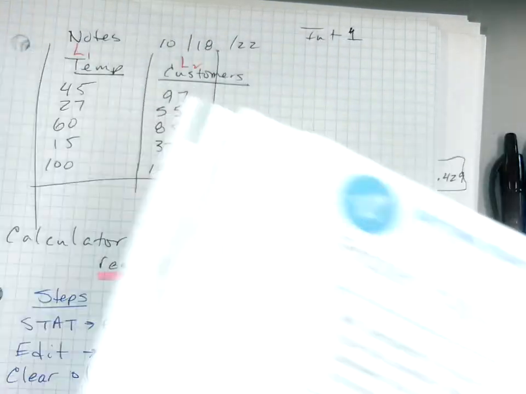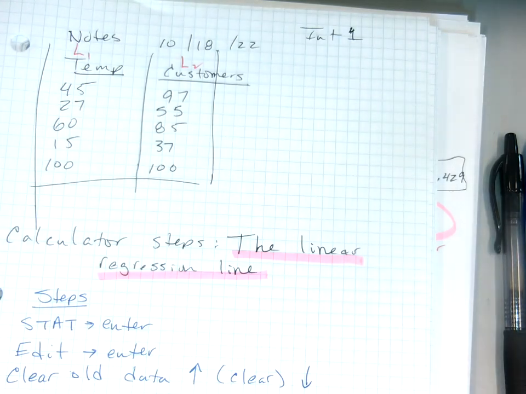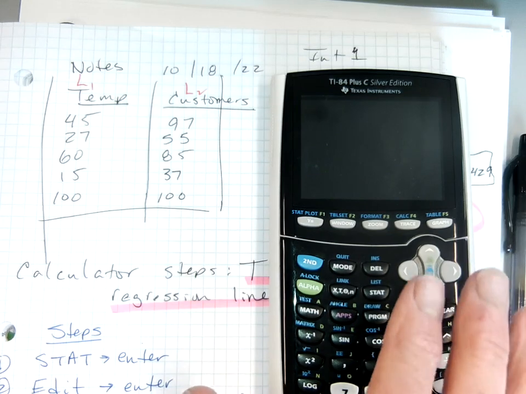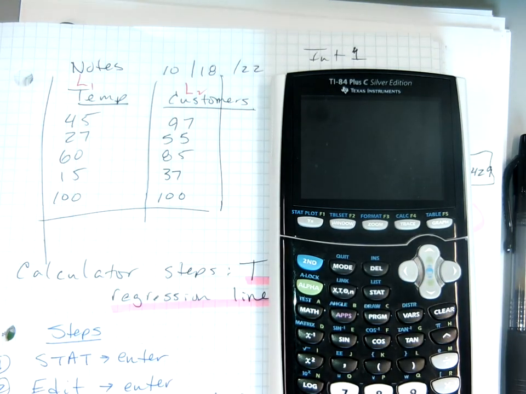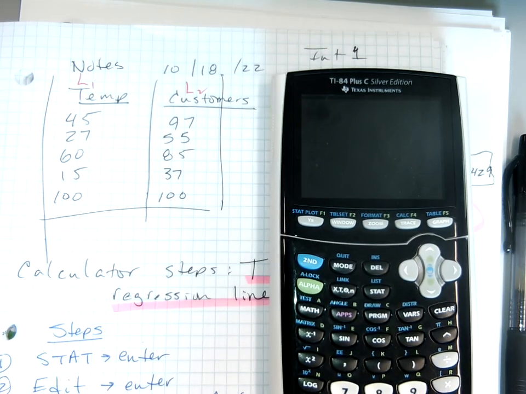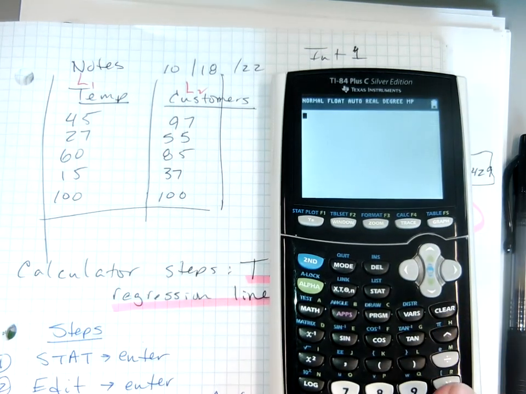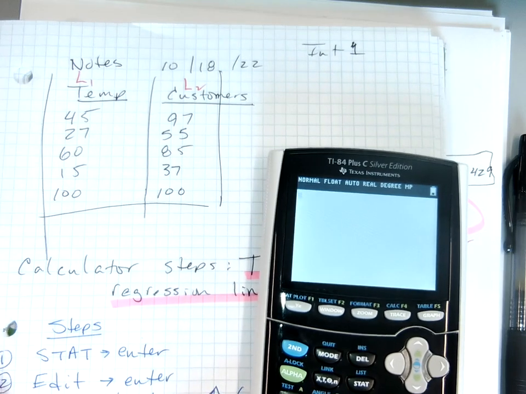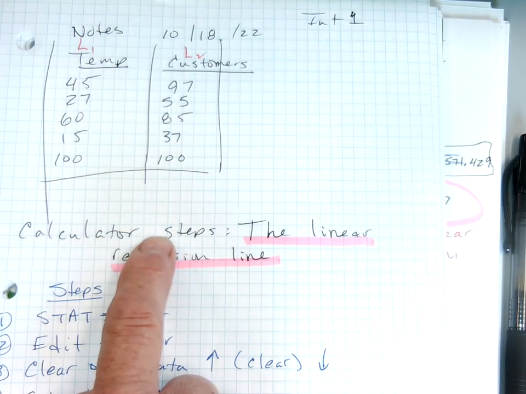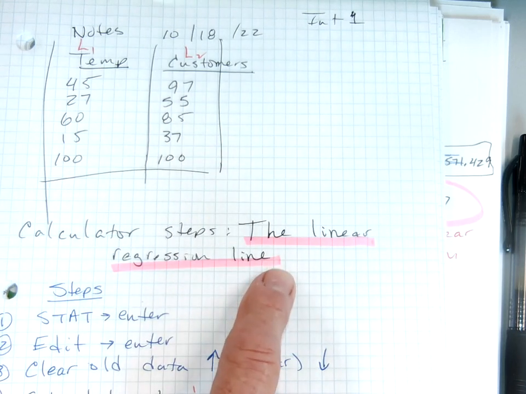So we let our calculator do the work. I took those same points, wrote them down, and I'm going to use these points in my calculator. Here are my calculator steps. I'll go through it slowly, so you can see how I did it. The first thing I want to do is find the linear regression line in my calculator.